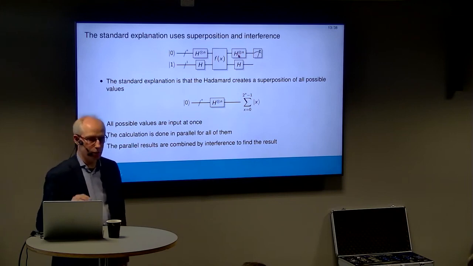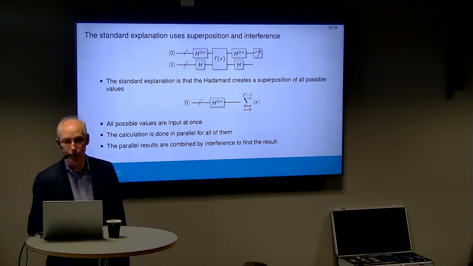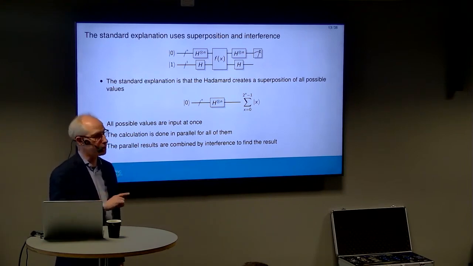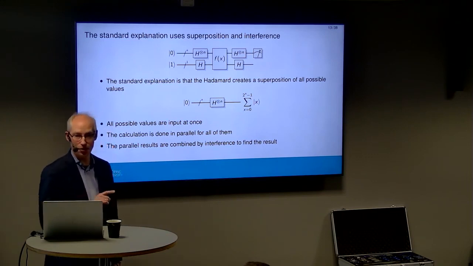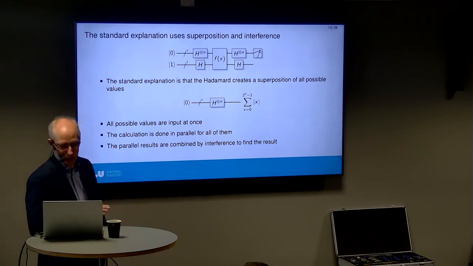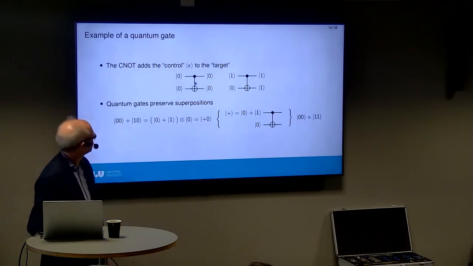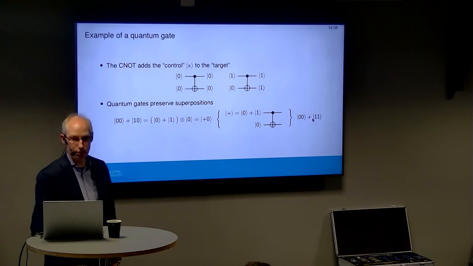And that's the explanation you get in most courses on quantum computing. The interference gives you the result. What I'll tell you now is that this is not the best explanation. I'll try to tell you a different explanation that will explain better how this works. But then we need to look again at this example that I put. Quantum gates preserve superpositions. This superposition will get mapped into that superposition.